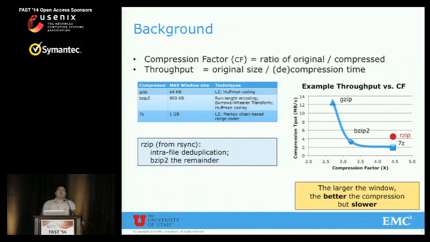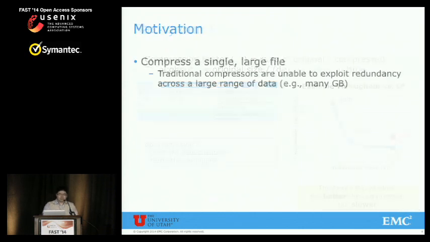AZIP is another compressor we consider. AZIP is different from the previous three compressors in the sense that it first does intra-file deduplication, and then it uses BZIP2 to compress the remainder. Because the deduplication effectively reduces the actual data that will be compressed by the compressor, it achieves a comparable compression factor as 7Z, but it is faster than 7Z.